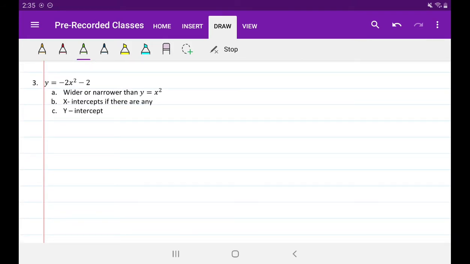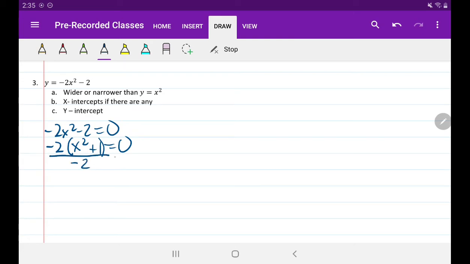So we'll go ahead and start off by trying to find our x-intercepts. We'll take the function negative 2x squared minus 2 and set it equal to 0, and we'll try to solve this. So the first thing I could do is factor out a -2. And so if I factor out a -2, I'll be left with x squared plus 1 is 0. And I can go ahead and divide both sides by -2, and I get x squared plus 1 is 0.